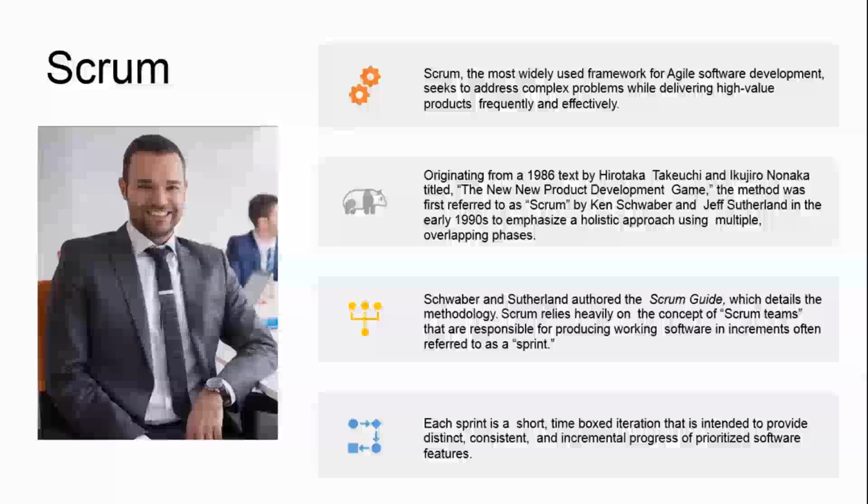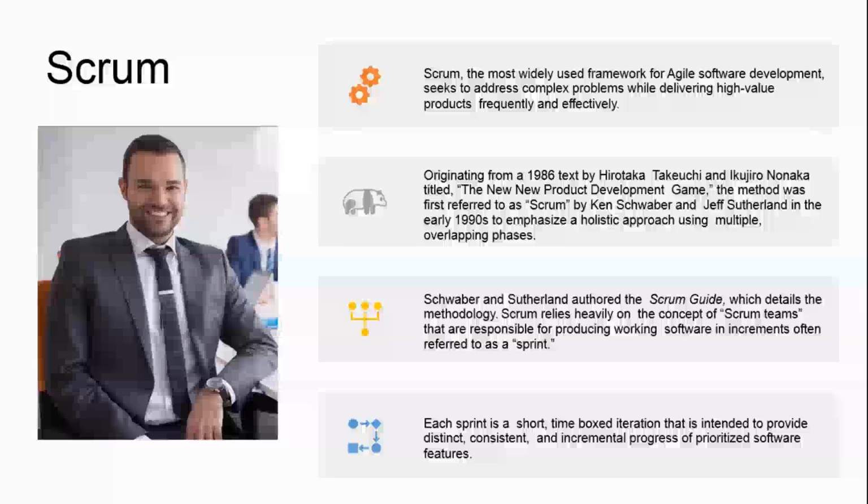Scrum relies heavily on the concept of Scrum Teams that are responsible for producing working software in increments, often referred to as a sprint. Now, for those who have not dabbled a lot into the idea of Scrum, when you hear sprint, just think iteration. Same thing. Each sprint is a short time-boxed iteration that is intended to provide distinct, consistent, and incremental progress of prioritized software features.